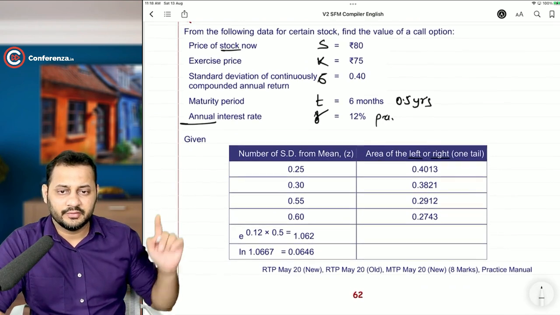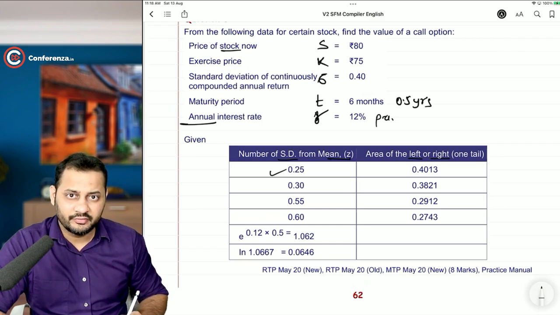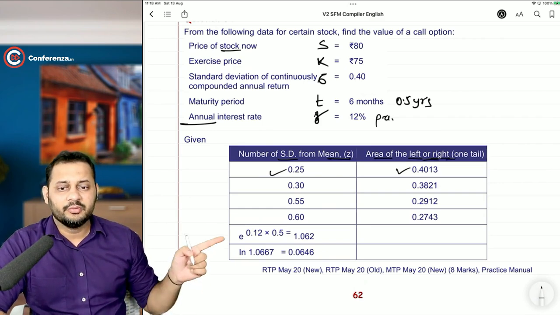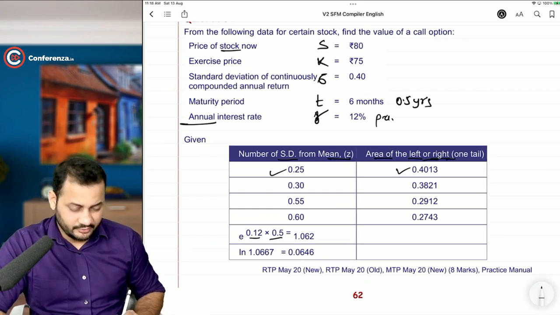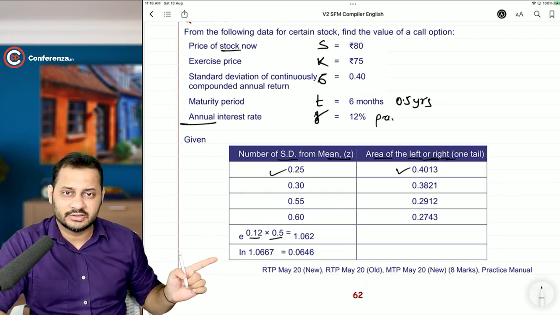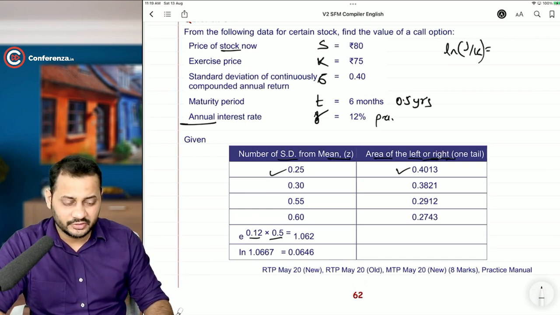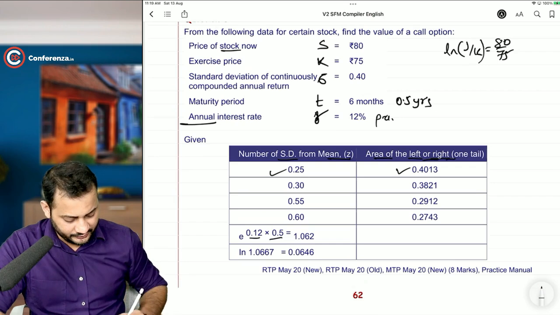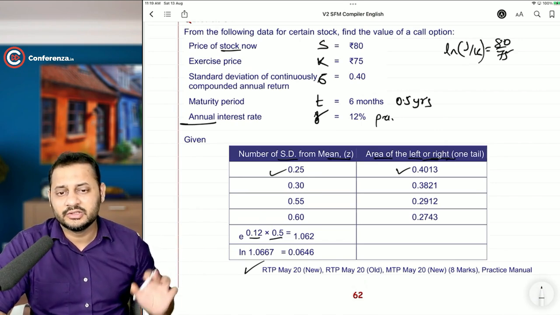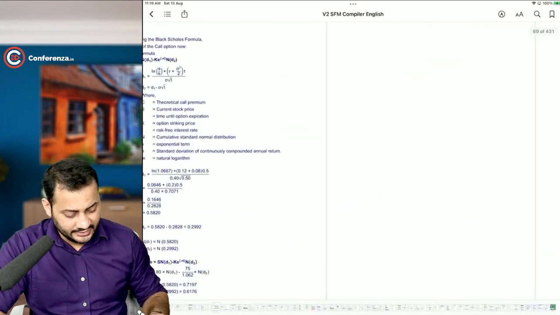Now, given number of standard deviation from mean Z, if you have to find out the value of N(d1), that is 0.25, then the area of the left or right one tail is given to you in this column. E to the power annual rate 0.12 into half year, because we want to calculate the value of the call option for 6 months, is this. Natural log of 1.0667 is this. Everything is given to you. You can see that natural log of S by K is the formula for calculation of the d1. Then it will be 80 by 75, which will come to 1.0667. So this is also given to you. The major part to learn in this question is how to interpret the Z table. Everything else is the same as the previous question.